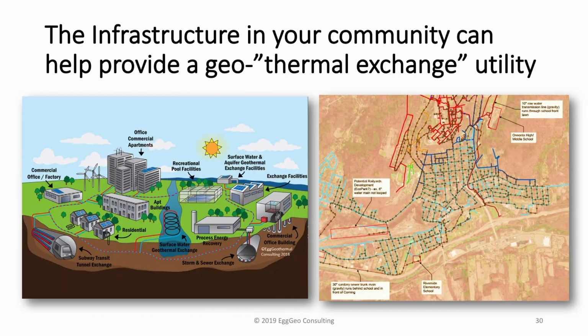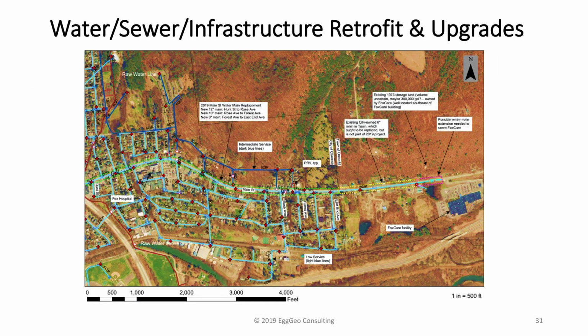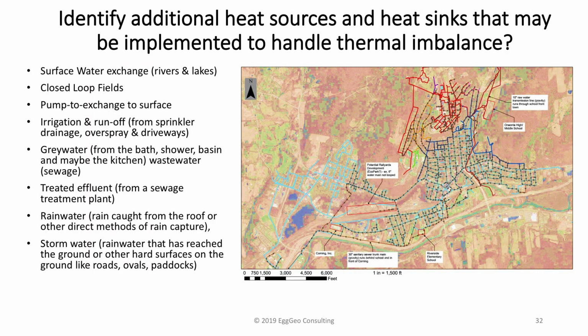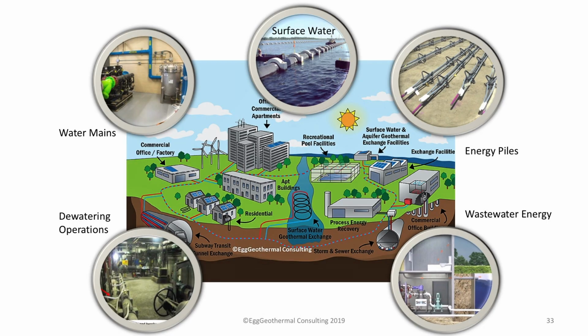Infrastructure in your community can help provide a geothermal exchange utility. You've got to think big. Are you tearing up the streets? Put in a geothermal ambient line. It's the way to do it. It eliminates the wells. And there are so many different exchange mediums out there. Fresh water, effluent water, wastewater, runoff. The list goes on. All the possibilities are there, and that's another 8-hour conversation.